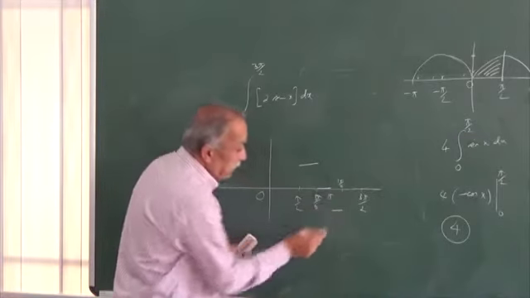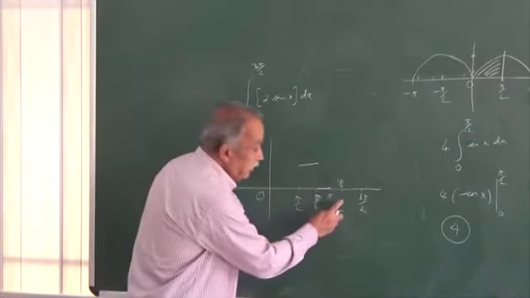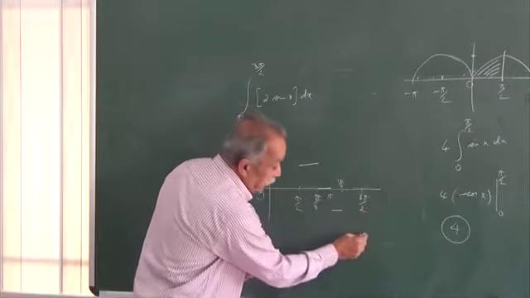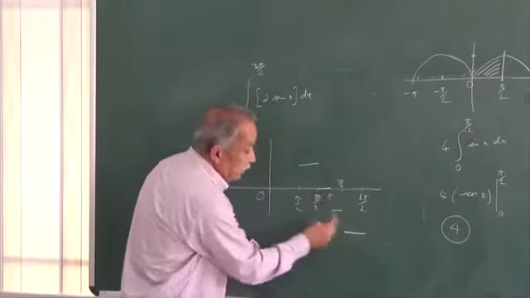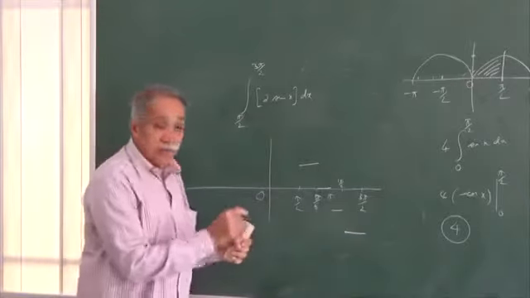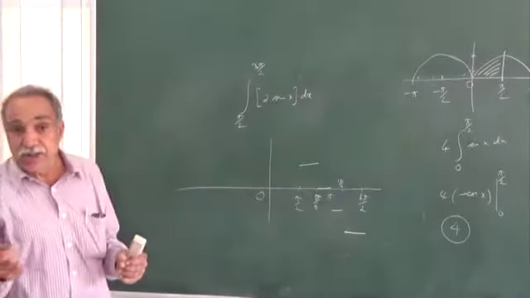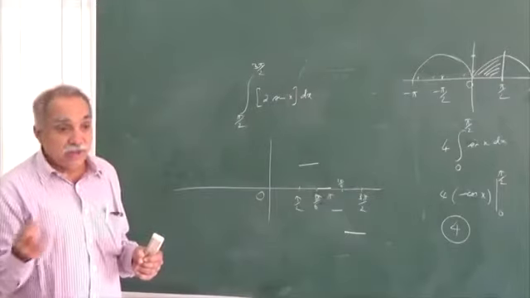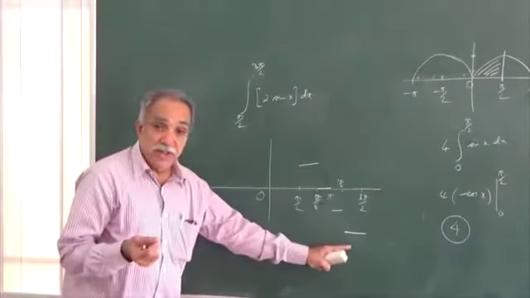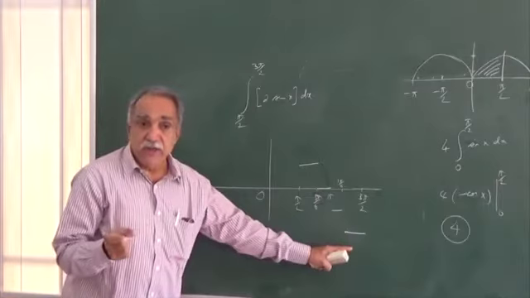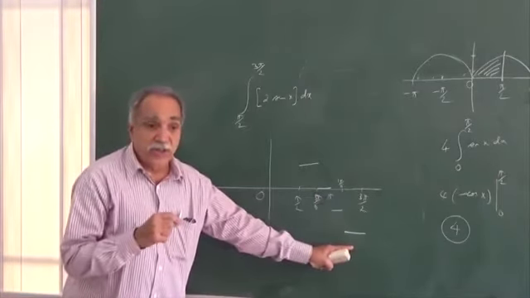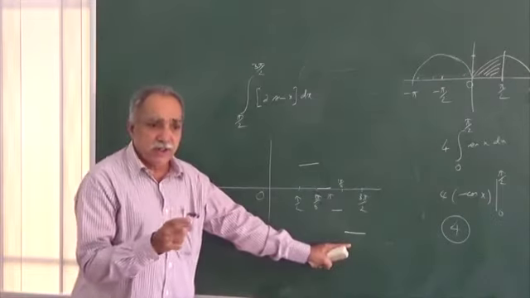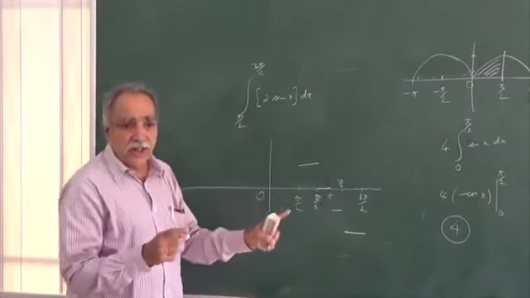and the integer part is minus 1. For x between 7 pi by 6 and 3 pi by 2, integer part will be minus 2. Because sin x will be between minus half and minus 1, double will be between minus 1 and minus 2, integer part minus 2. Forget about the end values. Which end point is included, which end point is not included, don't bother about that. You are required to find only the area covered.